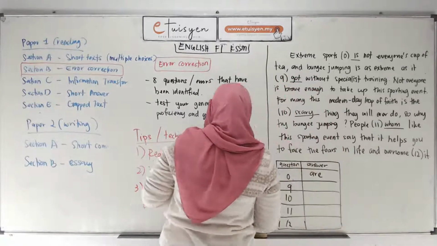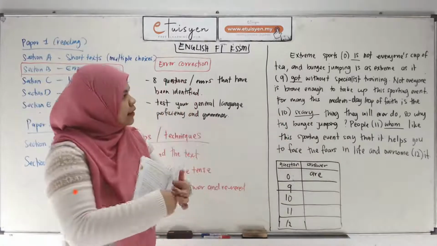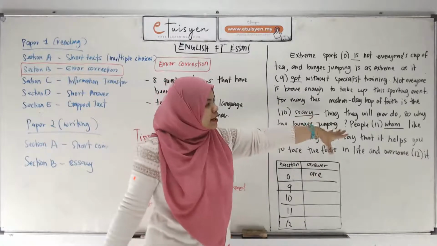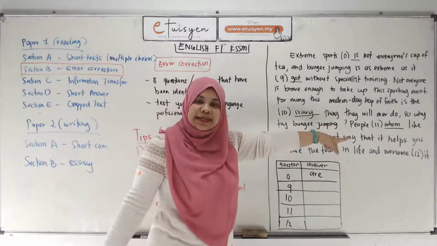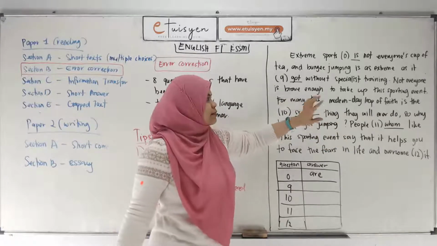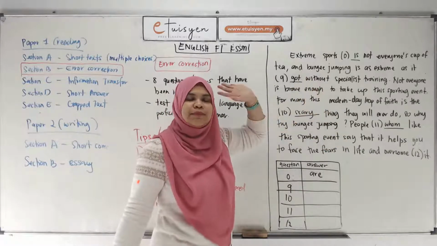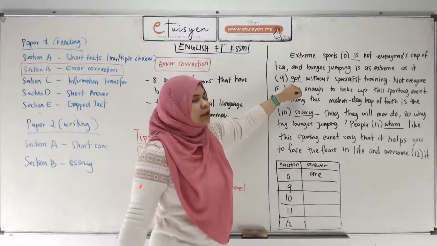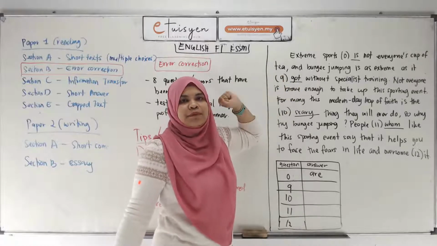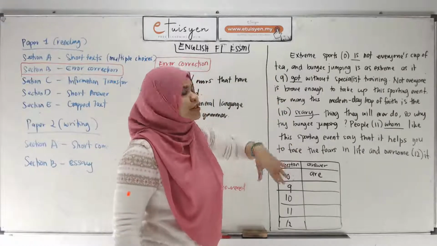Okay, ini adalah jawapannya. So what we need to do is look at the words yang dia underline ni, kita kena betulkan, sebab here are the errors that have been identified. Kita kena betulkan dia. Okay, apa yang pembetulan ni kita kena buat. Now, let's read through it.